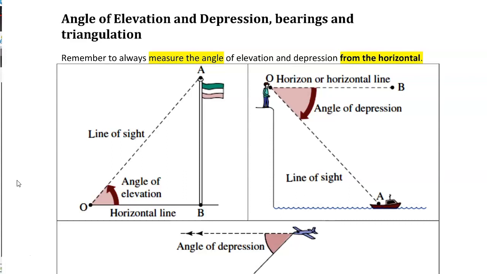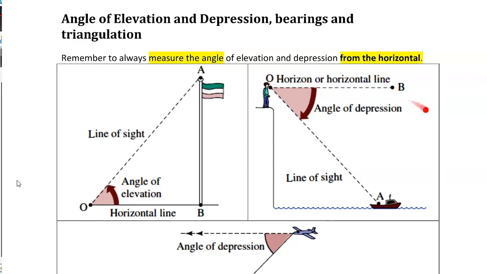Now, the major thing to remember is that we always measure the angle of elevation or depression from a horizontal. Okay, it's always from a horizontal line. So here is our angle of elevation. That horizontal line is the ground, and that's where we measure that angle of elevation from, the ground up. Most students are okay with that.